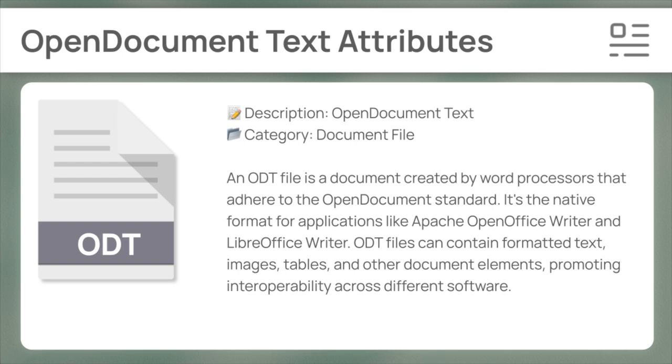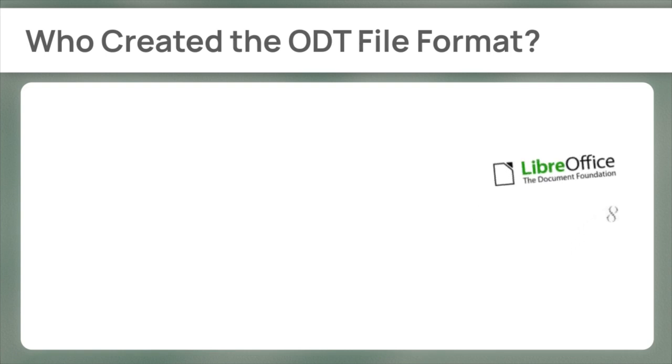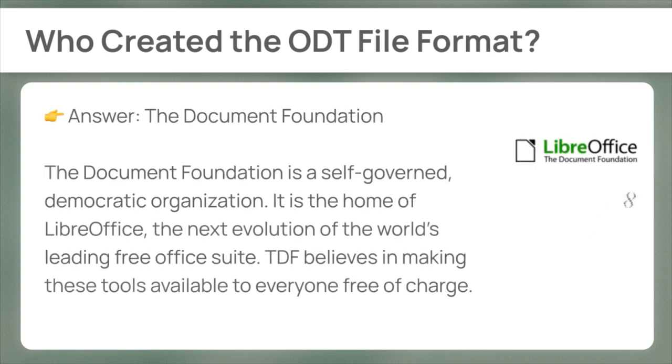ODT files can contain formatted text, images, tables, and other document elements, promoting interoperability across different software. ODT files are XML-based, adhering to the OASIS OpenDocument Format for Office Applications, ODF standard. This structure allows for platform independence and facilitates data exchange. The format supports various features, including styles, templates, and embedded objects, ensuring document fidelity.